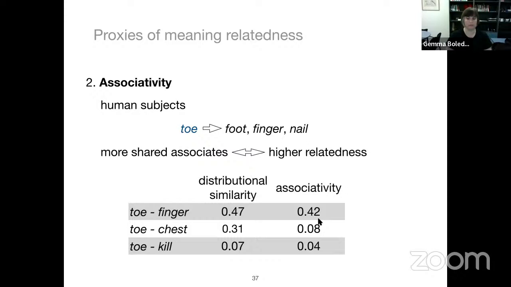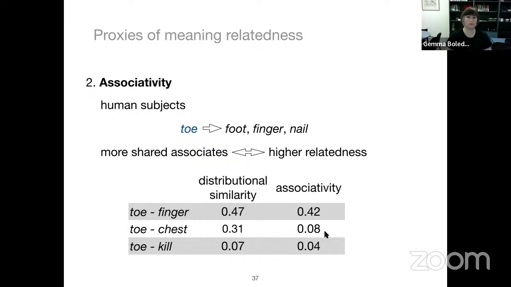as what we had with distribution semantics. They tell us that toe and finger are quite a bit related. Again, this is a measure that goes up to one, and toe and keel are not related at all. However, it gives us different information for toe and chest. So according to distributional similarity, these two are quite related, and instead according to associativity, they're much less related.